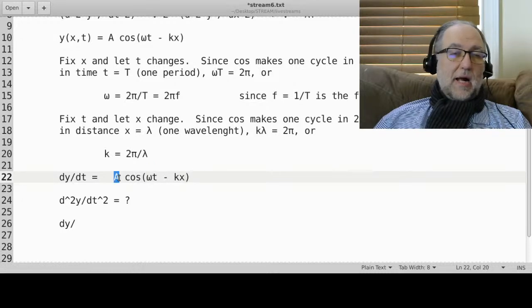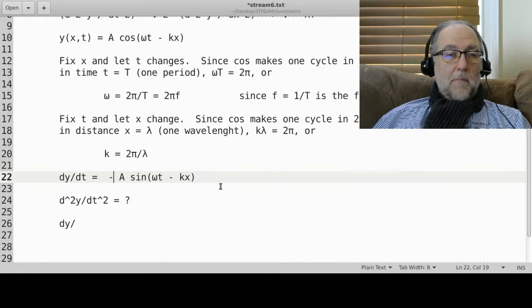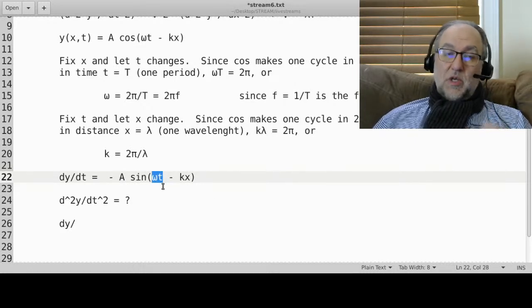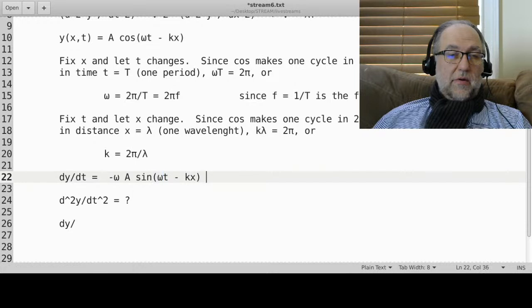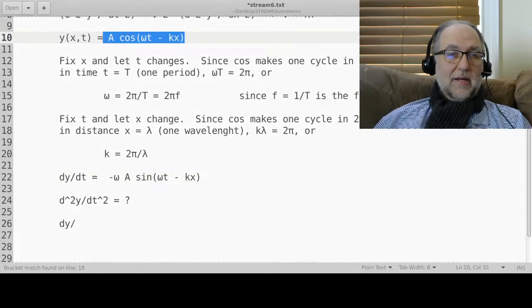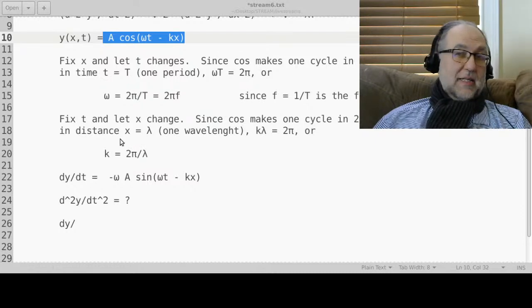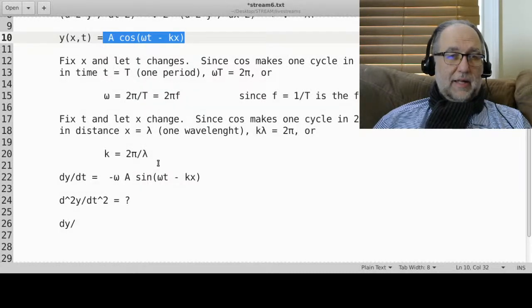Well, when a is a constant, it just comes out front. When you differentiate a cosine, you get a negative sine. So you get that. But you're not done, because that isn't just t, that's omega t. So when you differentiate that using the chain rule again, you get an extra omega out in front. So there is the first derivative of that. The first derivative of the cosine is the negative sine, and because it's omega t, you get an extra omega out in front.